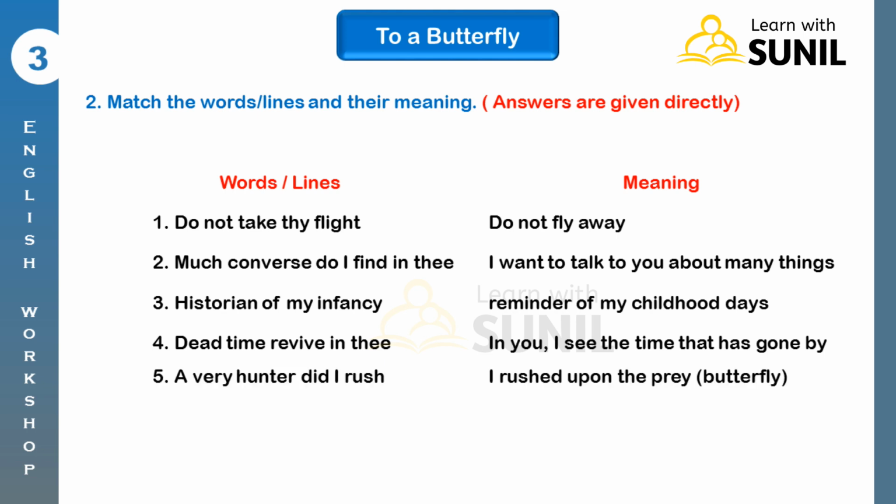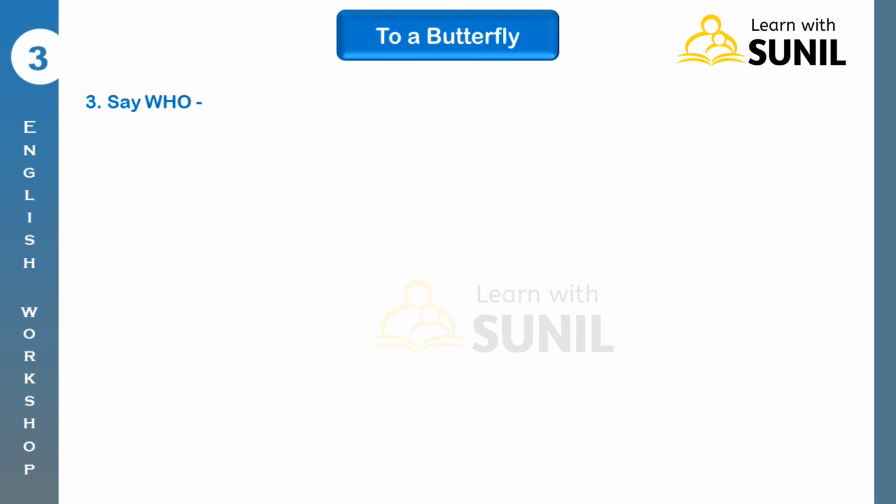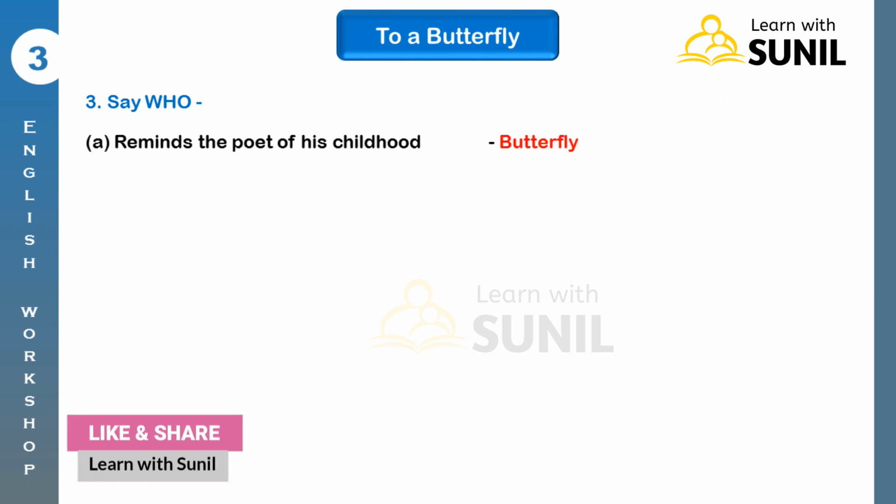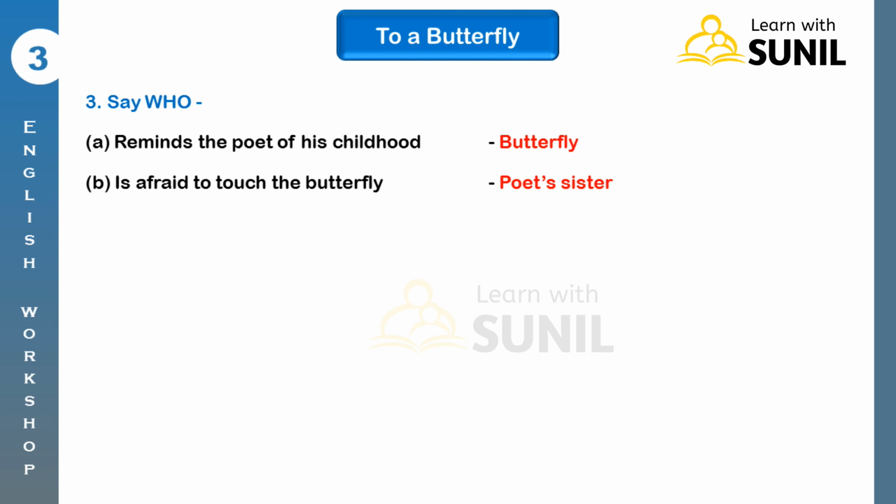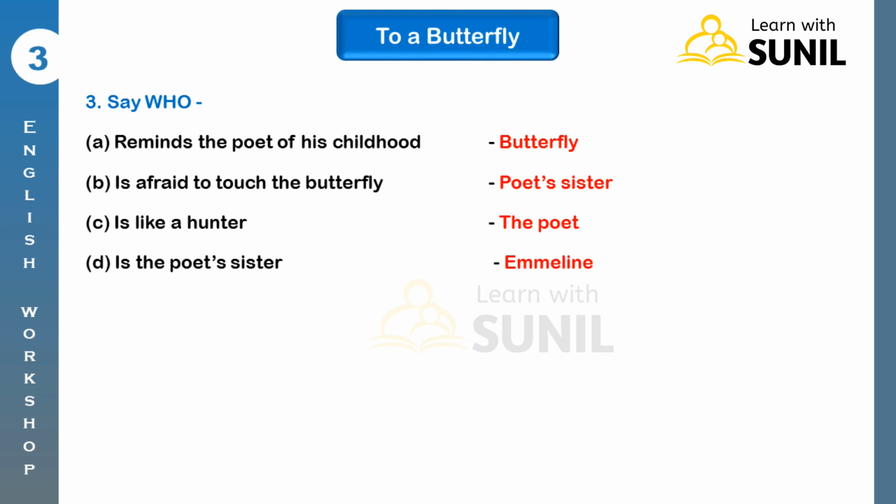Fifth, a very hunter did I rush means I rushed upon the prey, butterfly. Third question, say who. A. Reminds the poet of his childhood, butterfly. B. Is afraid to touch the butterfly, poet's sister. C. Is like a hunter, the poet. D. Is the poet's sister, Emmeline.